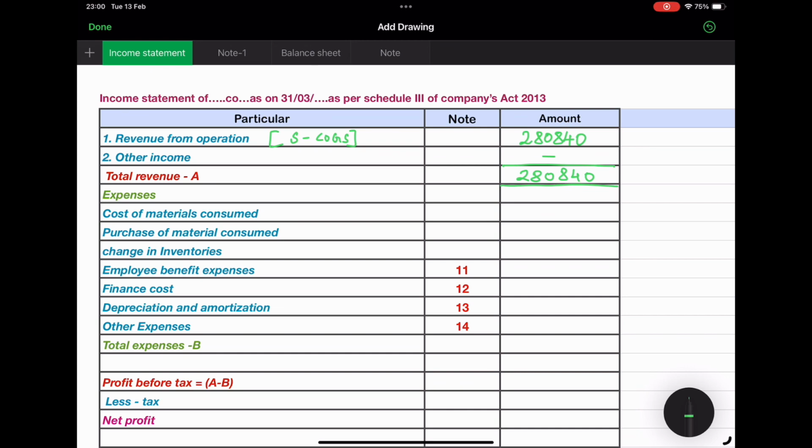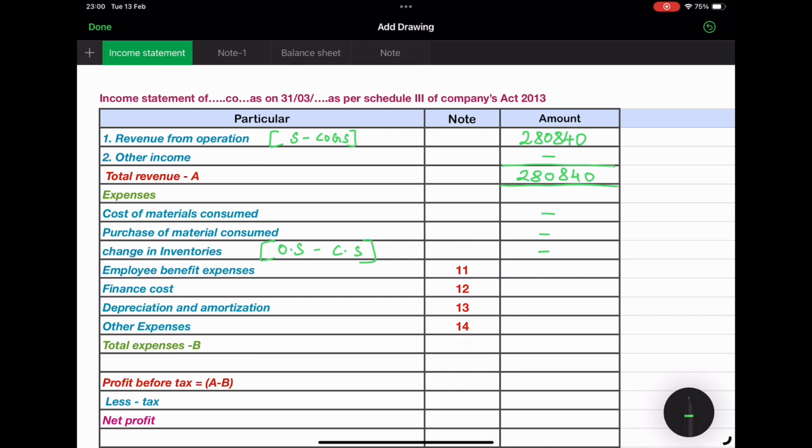Next, we come to expenses. Cost of materials consumed, they have not given. Purchase of materials consumed also they have not given. They have given the cost of goods sold value, not the materials or raw materials consumed value. So change in inventory means opening stock minus closing stock. In the question, we don't have any information regarding opening and closing stock, so we can write it as nil.